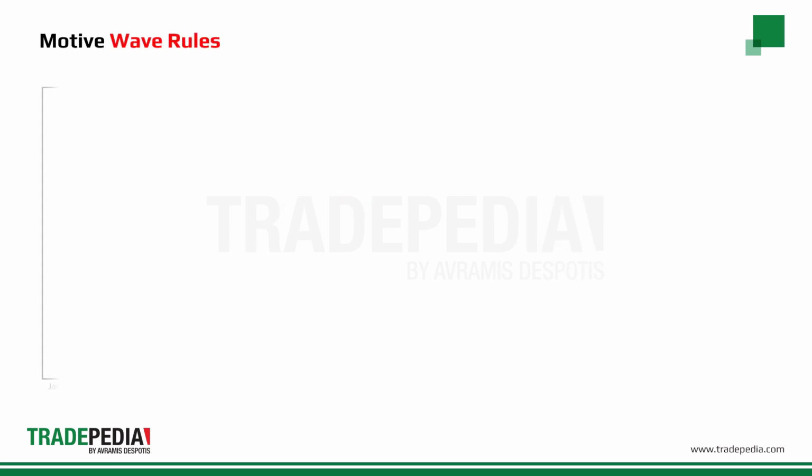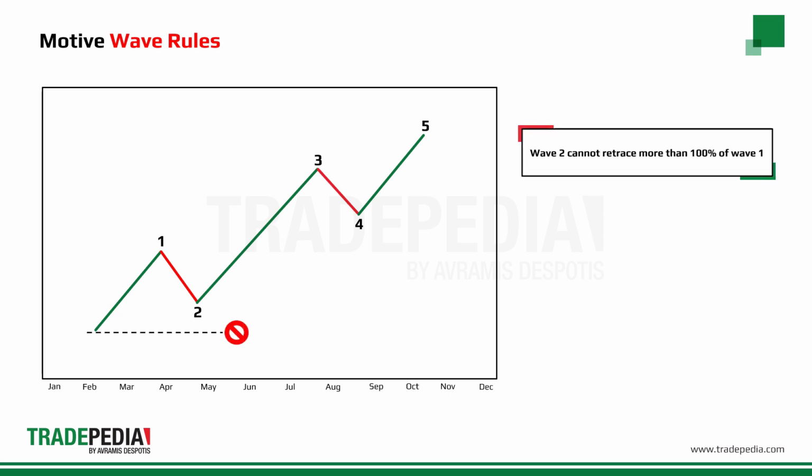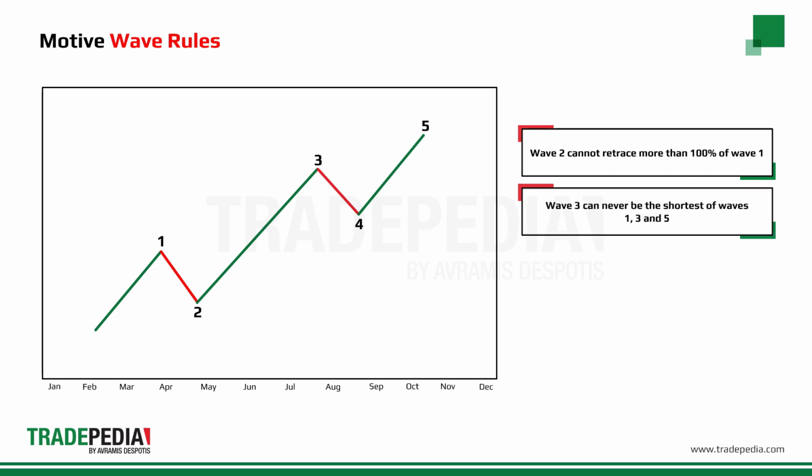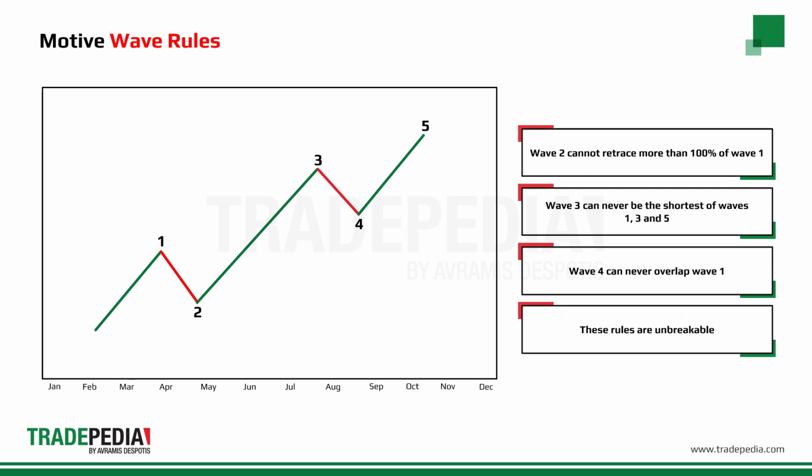In order to identify a proper motive wave, the following rules must apply. Wave 2 cannot retrace more than 100% of wave 1. Wave 3 can never be the shortest of the directional waves 1, 3, and 5. Wave 4 can never overlap or enter the territory of Wave 1. Remember that these rules are unbreakable. If one of these rules is violated, then the structure is not a motive wave and the count must be wrong.